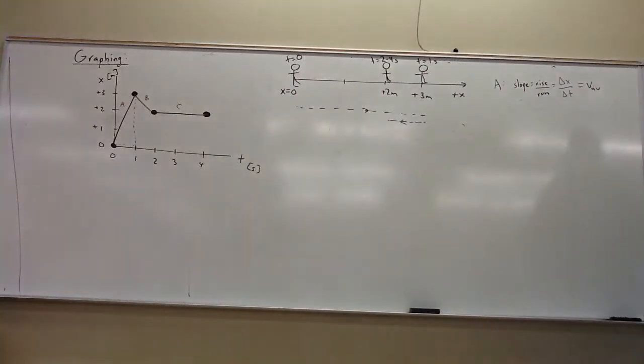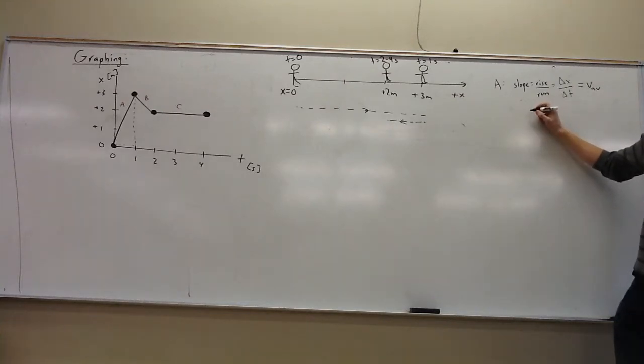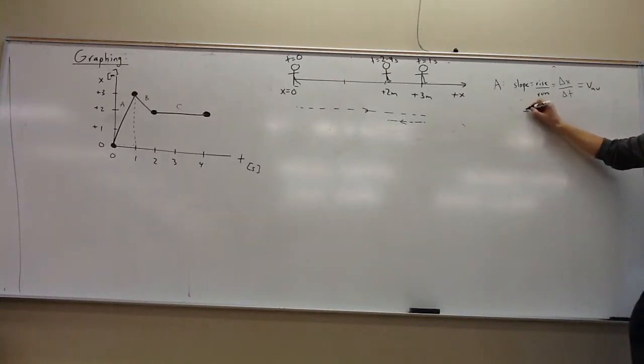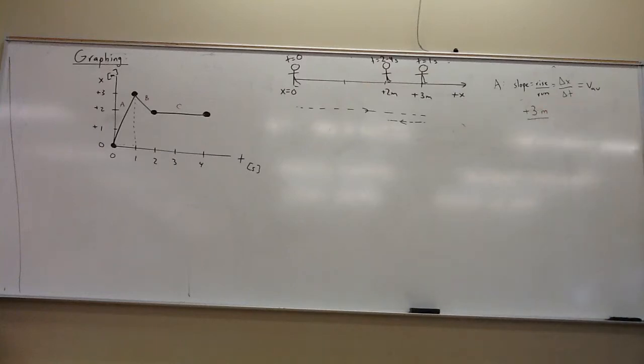When you take the slope of an x versus t graph between 2 points, what you find is the average velocity between those 2 points. Okay, so let's do it here. What's the rise? Plus 3 what? Meters. And what's the run? 1 second. So my average velocity in the first second, this is 0 to 1 seconds, is plus 3 meters per second.